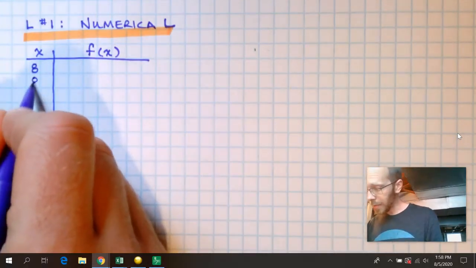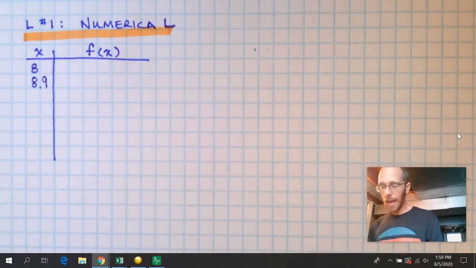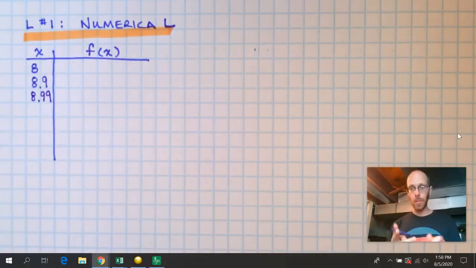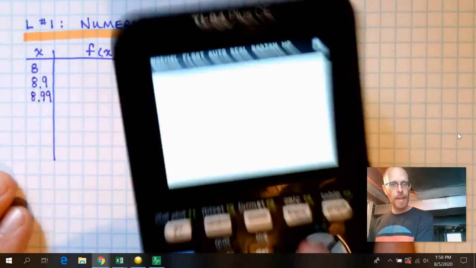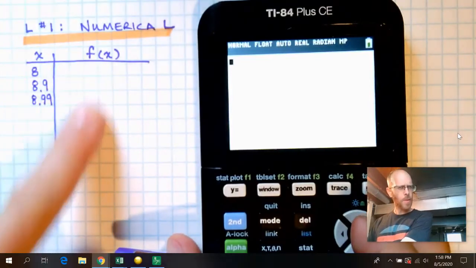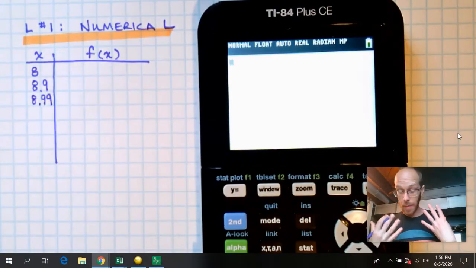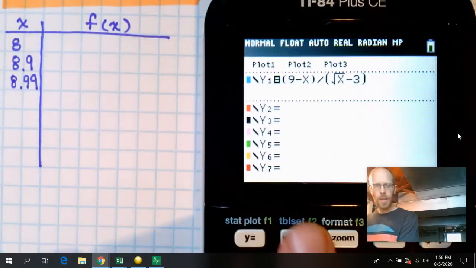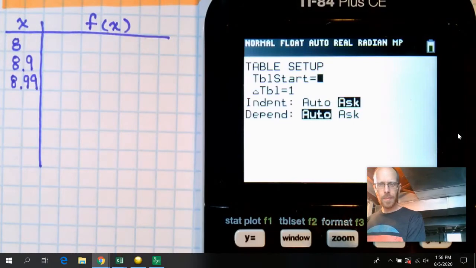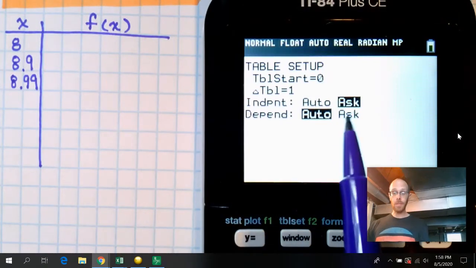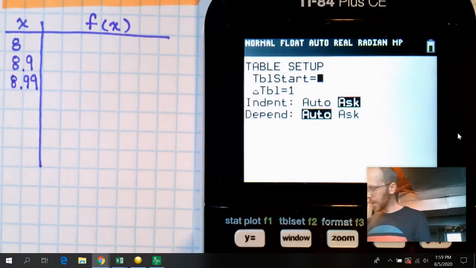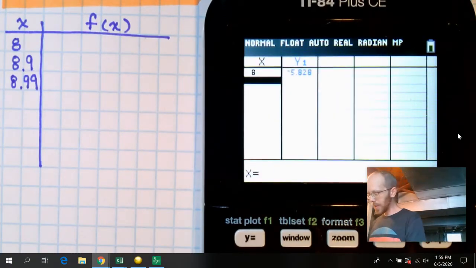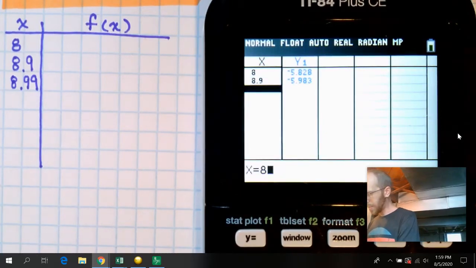So we'll do something like 8. And then I want to get closer than 8, so I'll go 8.9. And then I want to get even closer, so I'll go 8.99, one of my favorite prices. And I'm going to put those into the calculator and see what happens for f of x. And that should tell me if there's a limit. So you're going to punch it into the calculator, click Second Table Set, and choose Ask right here. Once you've chosen Ask, you're going to go to the table, and let's punch in those values.